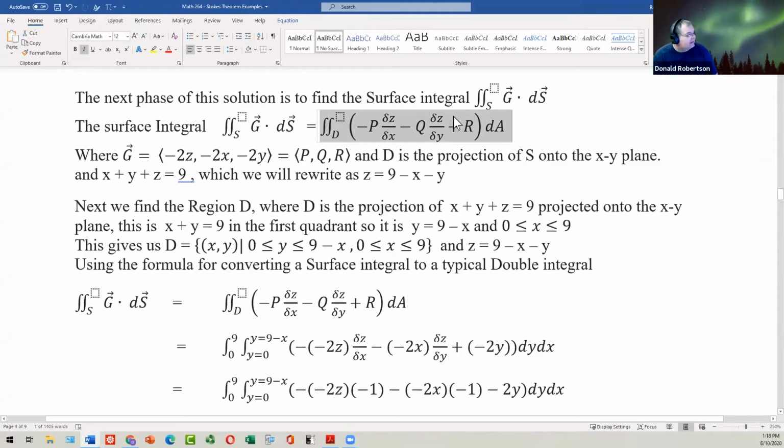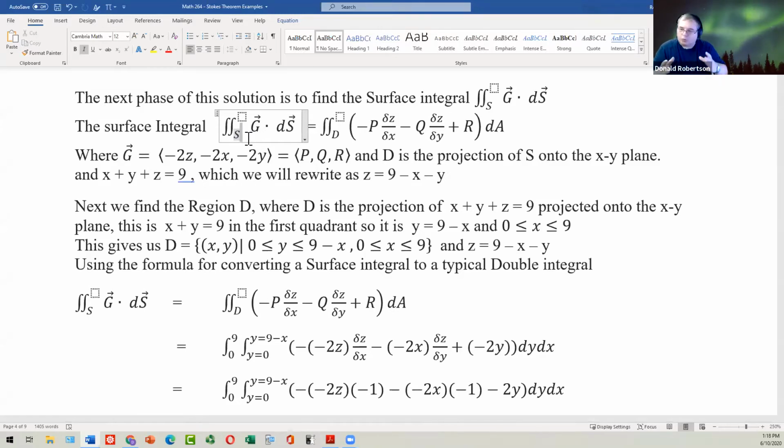Now P, Q, and R are this and this, right? They're just placeholders. P, Q, and R is shorter than the general version. And who is this D? When you did surface integrals, don't you project the surface down onto the floor, right? So when you do that, that's who D is.